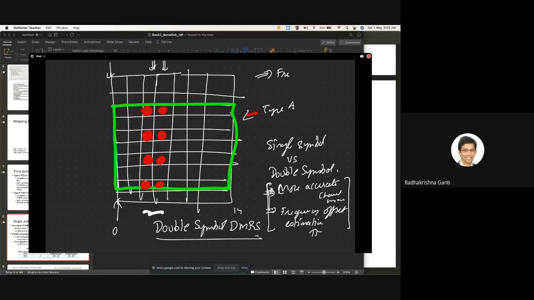I will not go into the method. Maybe I will describe this in a homework problem so that you can play around with this a little bit. I will put some equations and send it to you. You can read that up. But it is good to remember that double symbol DMRS will help you in that. In addition to this, there's one more important point: double symbol DMRS gives you more ports. We'll see that later. It gives you more ports.